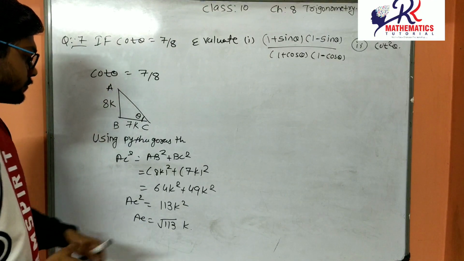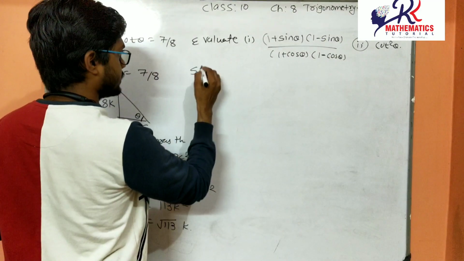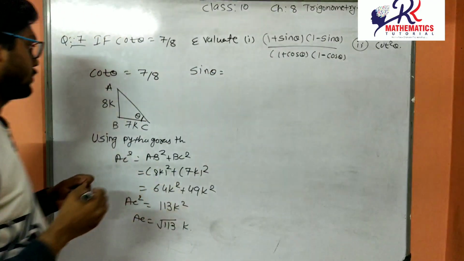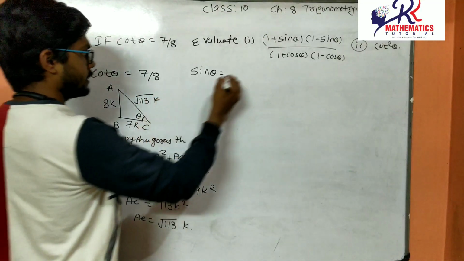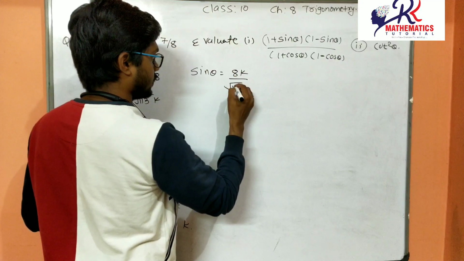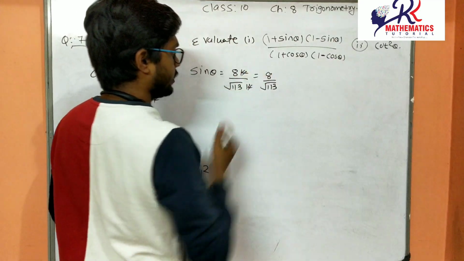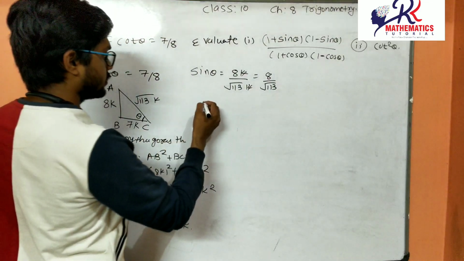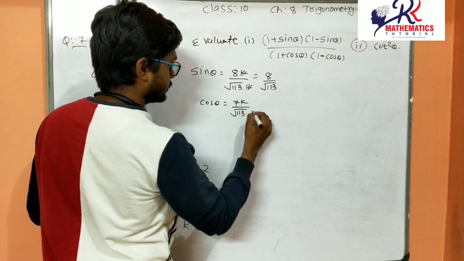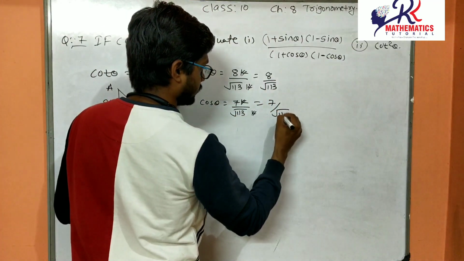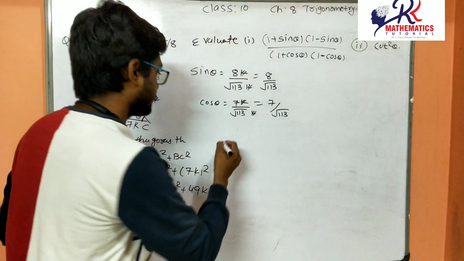Now here we need the sine value and the cos value, so we can write sin theta is equal to opposite side upon hypotenuse, so it is 8k upon square root of 113 k, so k k cut, it is 8 upon root 113. So cos theta is 7k upon square root of 113 k, it remains 7 upon square root of 113. Now put the values in the question.